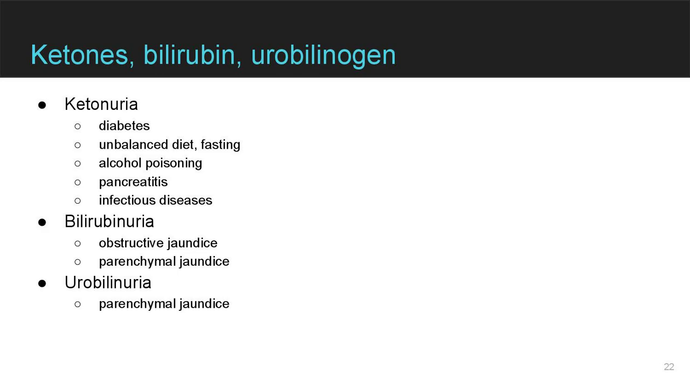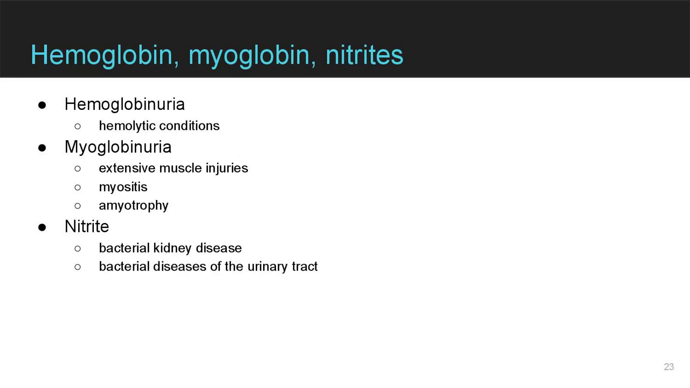The last components which we can find in urine and use to make a conclusion: hemoglobin, myoglobin, and nitrites. Hemoglobinuria is a very simple situation. In case of damage of red blood cells, components of red blood cells are transported into serum in free form, and after filtration, hemoglobin can be transported into primary urine. As a result, we can find hemoglobin in urine.